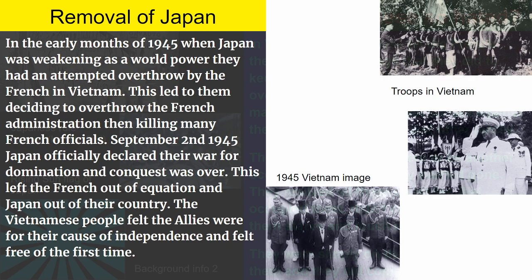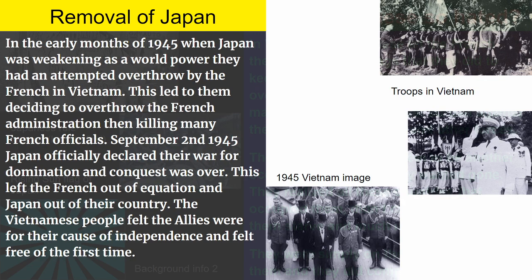And Japan said the Vietnamese should have a right to own Vietnam. So when they killed all the French for this coup, they sort of just let Vietnam rule Vietnam, which was an absolute shock. It would have been the obvious decision. They realized that they were weakening as a world power. They didn't want the French to have control. And a few weeks after, they decided to declare their war and domination conquest was over.